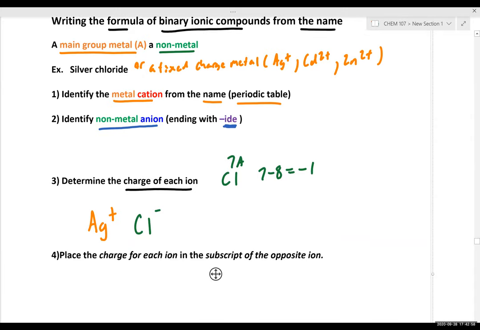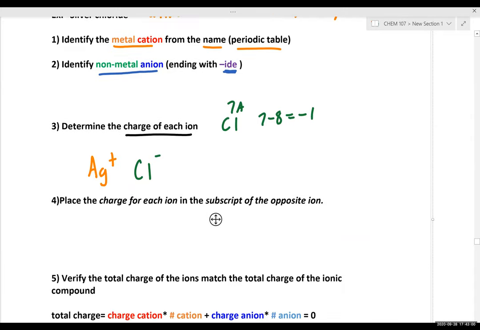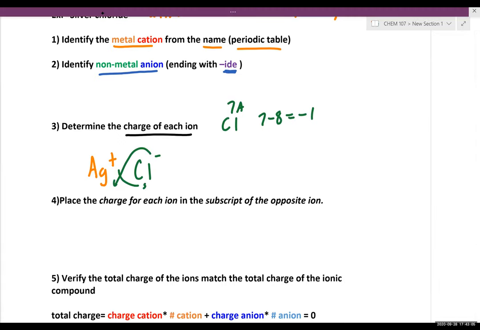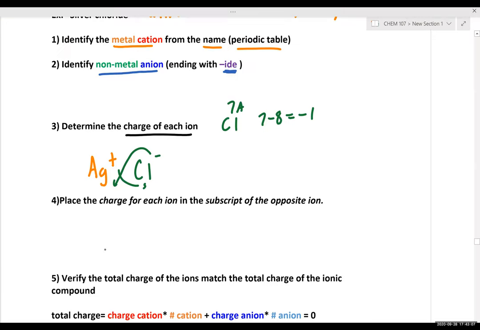Now that we have each of our charges, all we have to do is cross our charges into our subscripts. And that gives us our final formula for silver chloride, which would be AgCl.